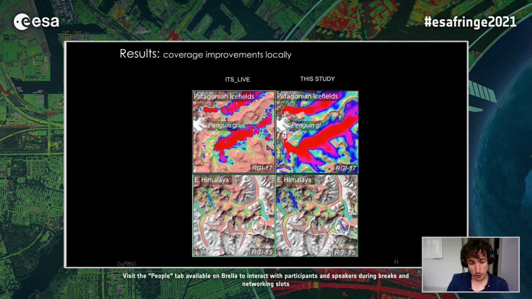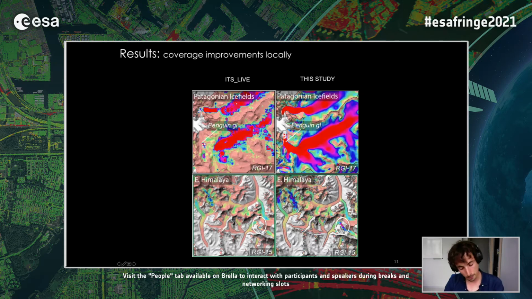And here you have another example for the Khumbu Glacier in the Himalayas close to the Everest region. And you can see that the use of a smaller sampling resolution really allows us to capture smaller scale features. You have the icefall of the Khumbu Glacier that didn't appear in previous mapping, but that we were able to capture here.